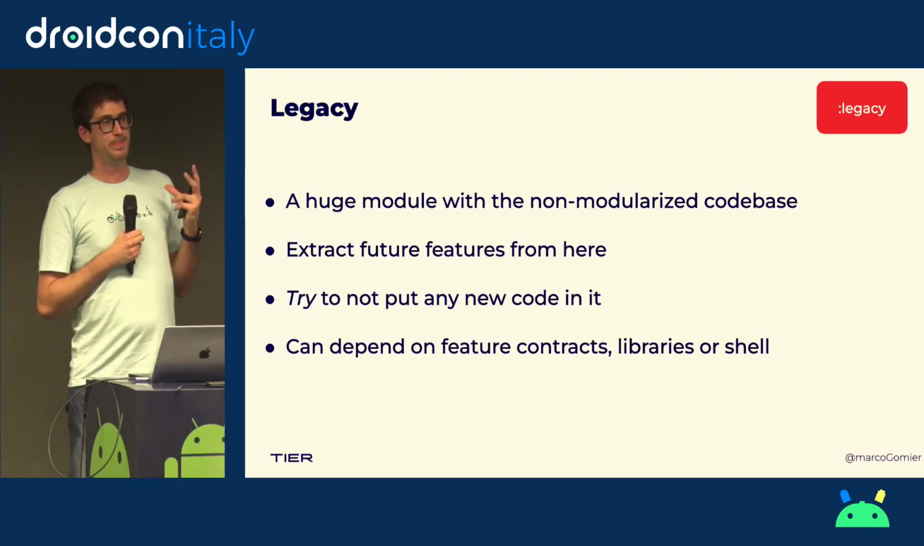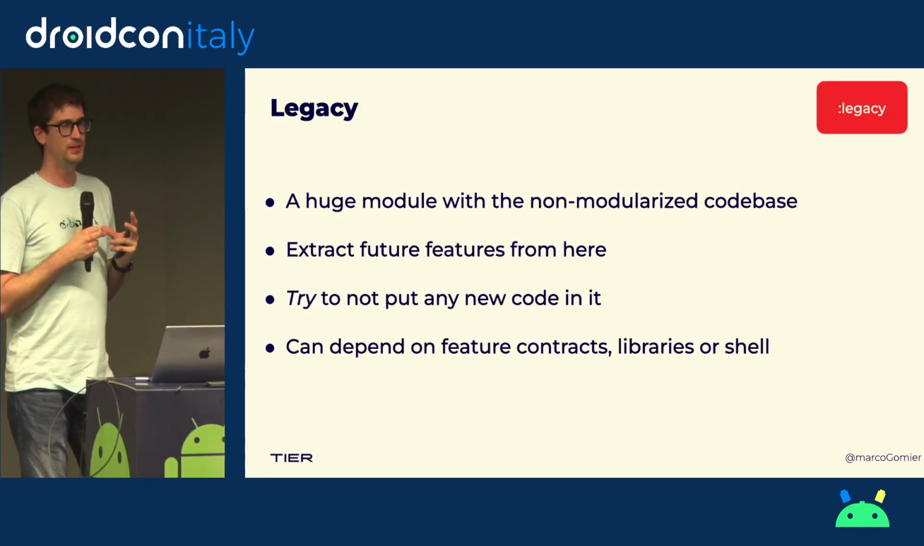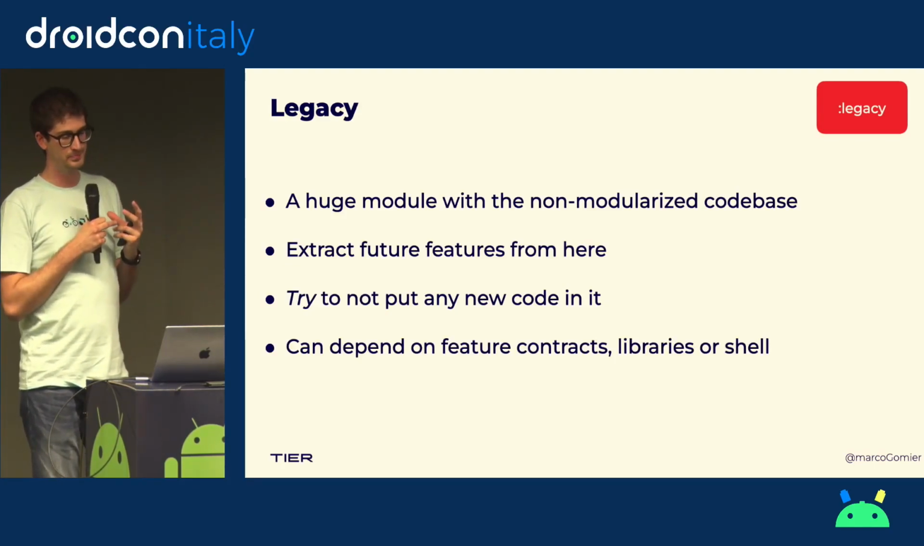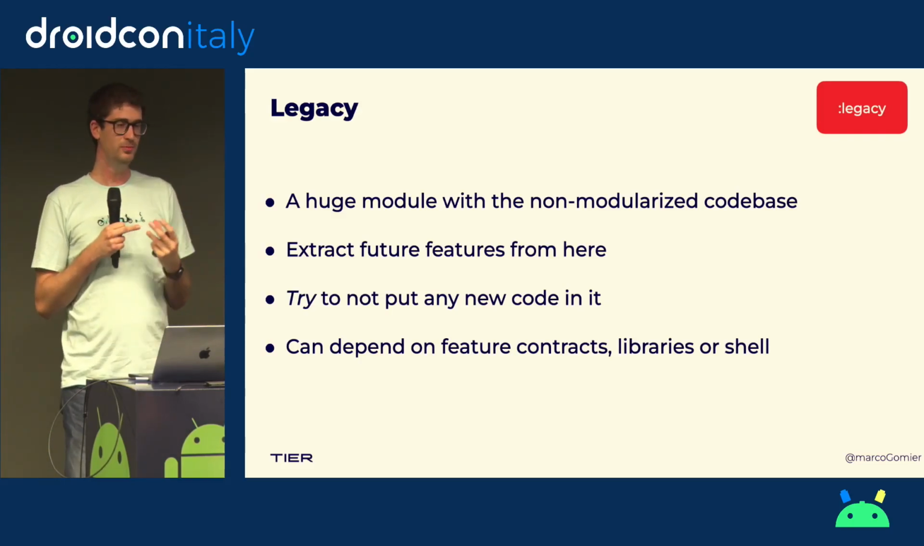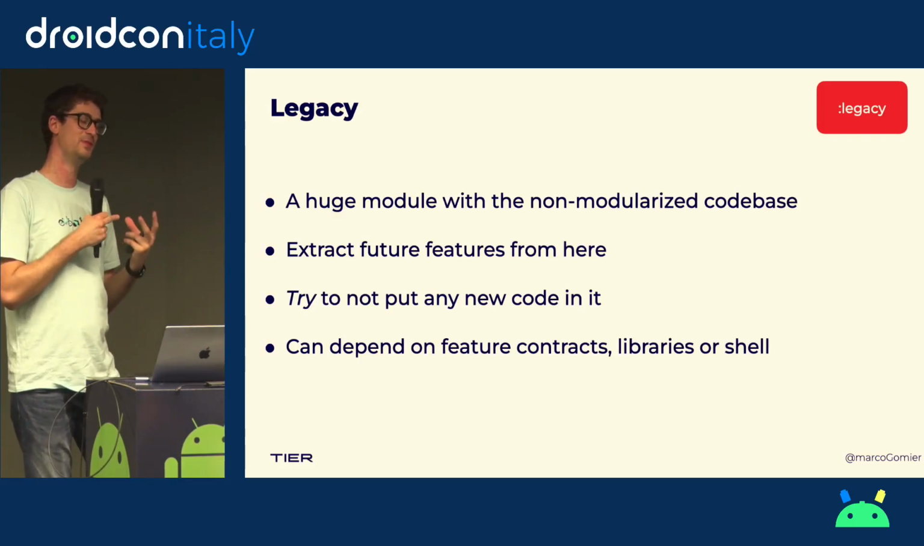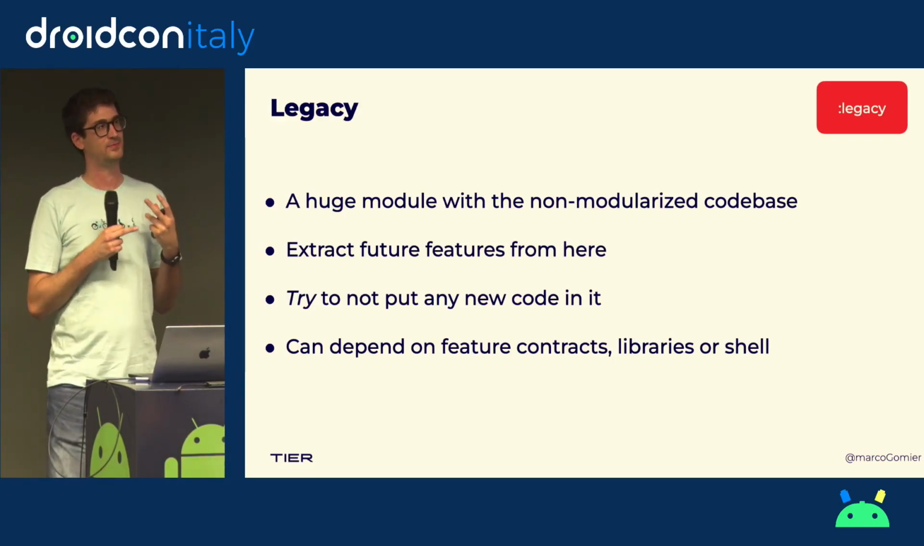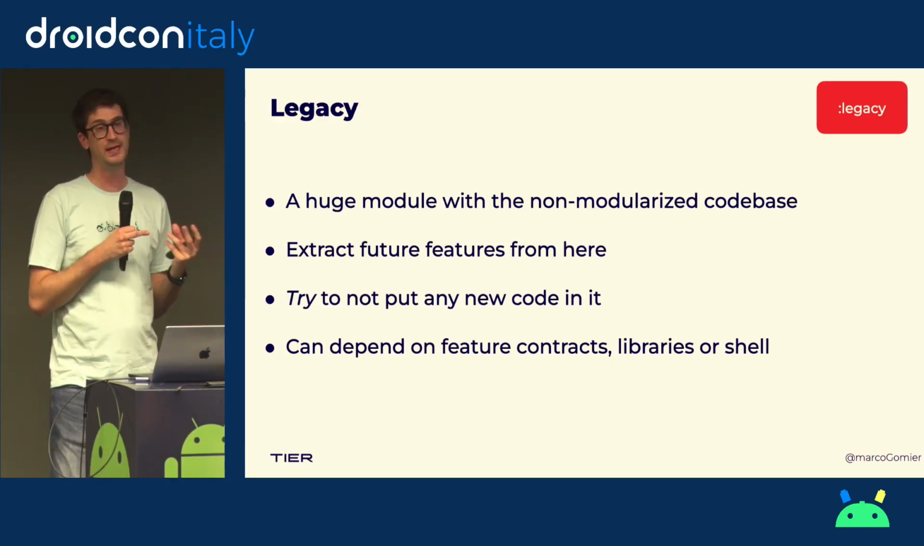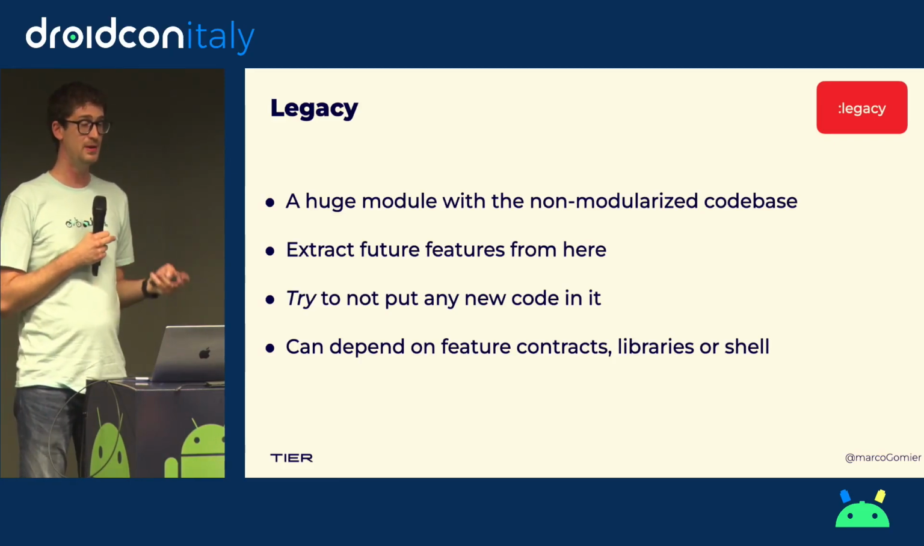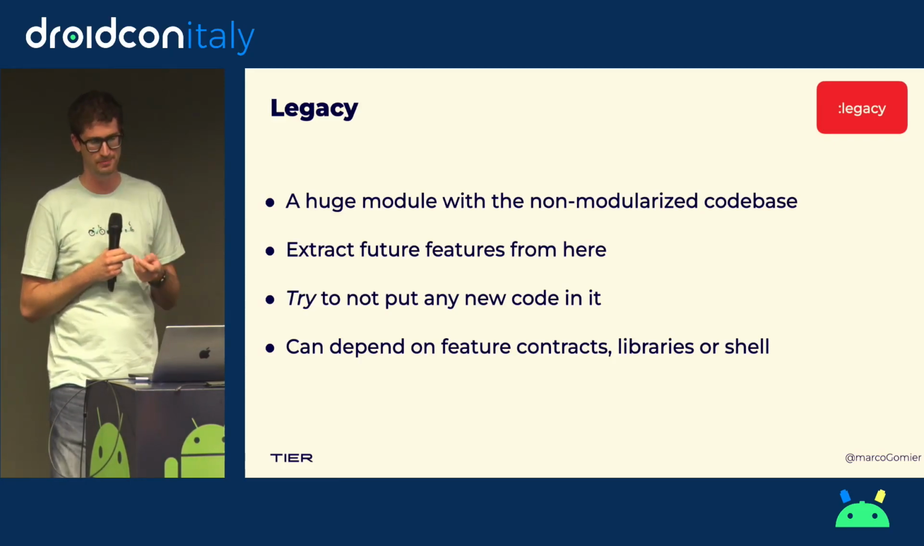Okay, and this legacy module is like a feature module. So basically, it just has a different naming because it's a legacy one, and since it's a feature module, it can depend on other contracts, it can depend on libraries, and it can depend on shell.